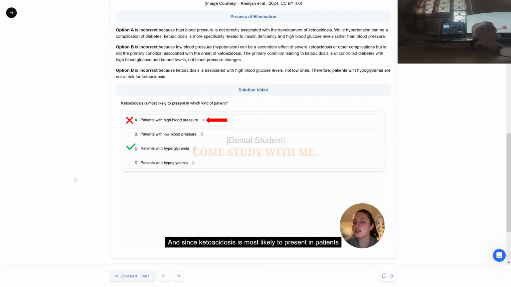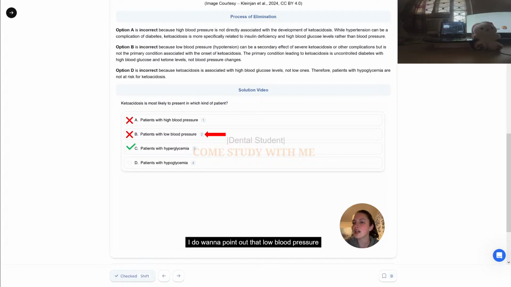And since ketoacidosis is not most likely to present in patients with high blood pressure, we know that this answer choice is incorrect. Next, we have patients with low blood pressure. This answer choice is incorrect for the same reason as high blood pressure. Ketoacidosis is a result of blood glucose levels and has nothing to do with increased or decreased blood pressure.